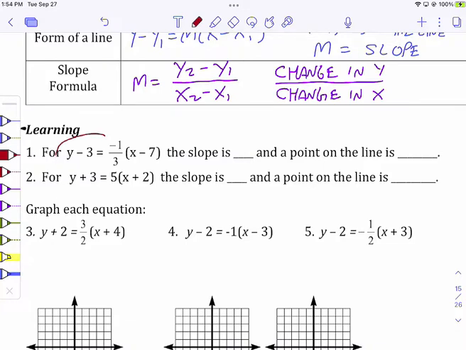So this is in point slope form. The slope is just the number in front of the parentheses. You don't make that opposite. Just write exactly what you see. It says negative 1/3, so it's negative 1/3. Okay, that's easy enough. The m is right there in front of the parentheses. The point on the line is the x1, y1.